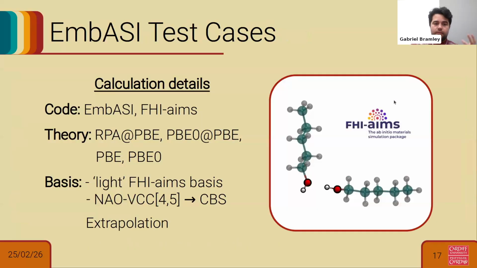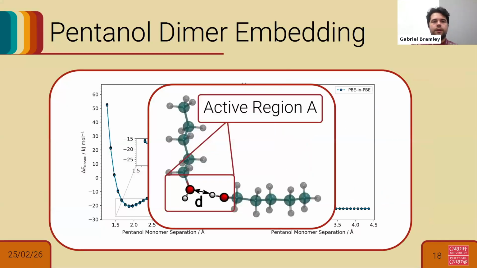So now that we've explained all this, we can move on to some of the test cases. A lot of the test cases that we used are simple systems, but what I'll also demonstrate is some of the scaling to more complicated and slightly more sophisticated systems. So let's start off with the pentanol dimer.